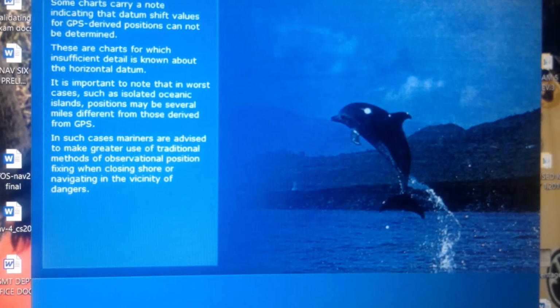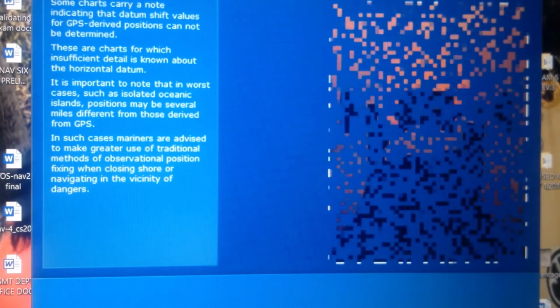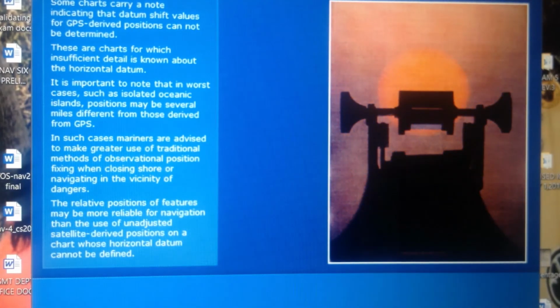In such cases, mariners are advised to make a greater use of traditional methods of observational position fixing when close to shore or navigating in the vicinity of dangers. The relative positions of features may be more reliable for navigation than the use of unadjusted satellite-derived positions on a chart whose horizontal datum cannot be defined.